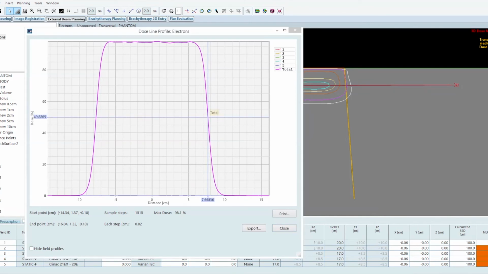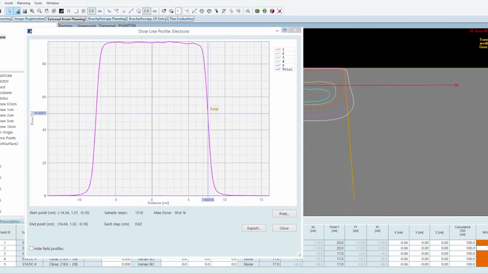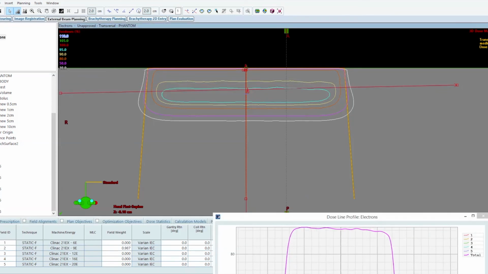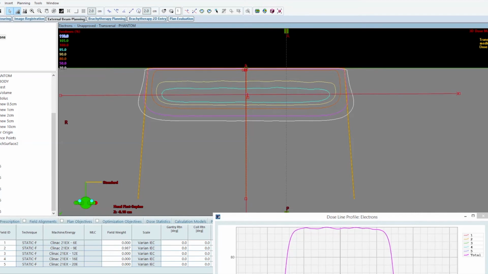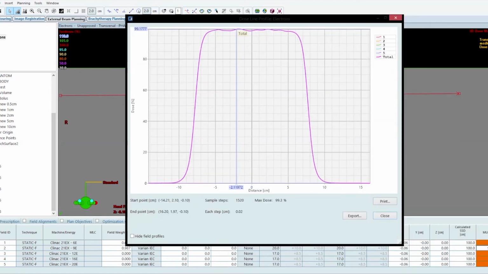So if I do a similar thing for 9E, let me just change this. It's going to look very, very similar. It's just a different beam energy. So again, penumbra goes from 80%, negative 7.2, to 20%, negative 8.3. So again, roughly a 1 centimeter penumbra.